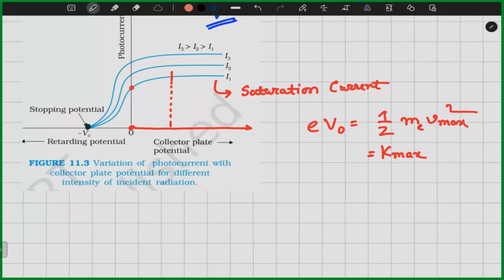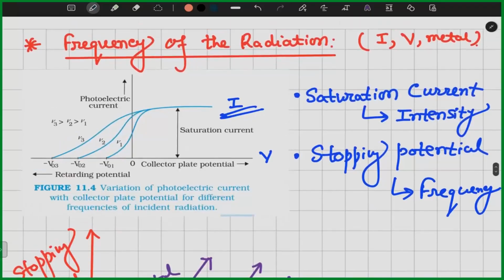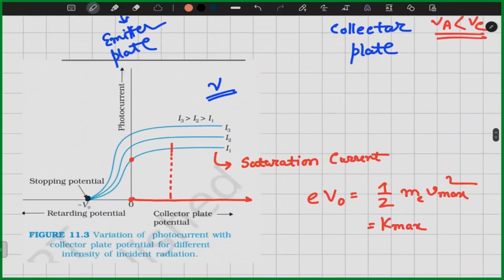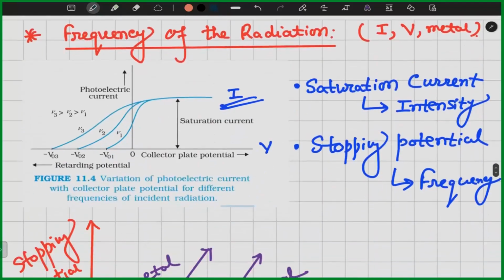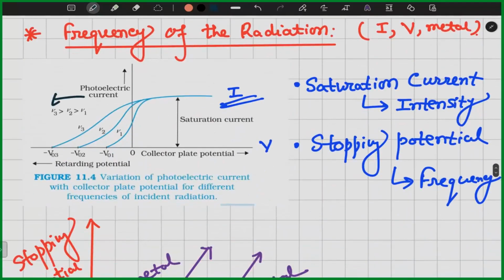Now, if we change the intensity of the radiation, the stopping potential remains unchanged. So it does not depend on the intensity of radiation, but it depends on the frequency of the radiation. If we increase the frequency of the radiation, here from nu1 to nu3, the stopping potential also increases.